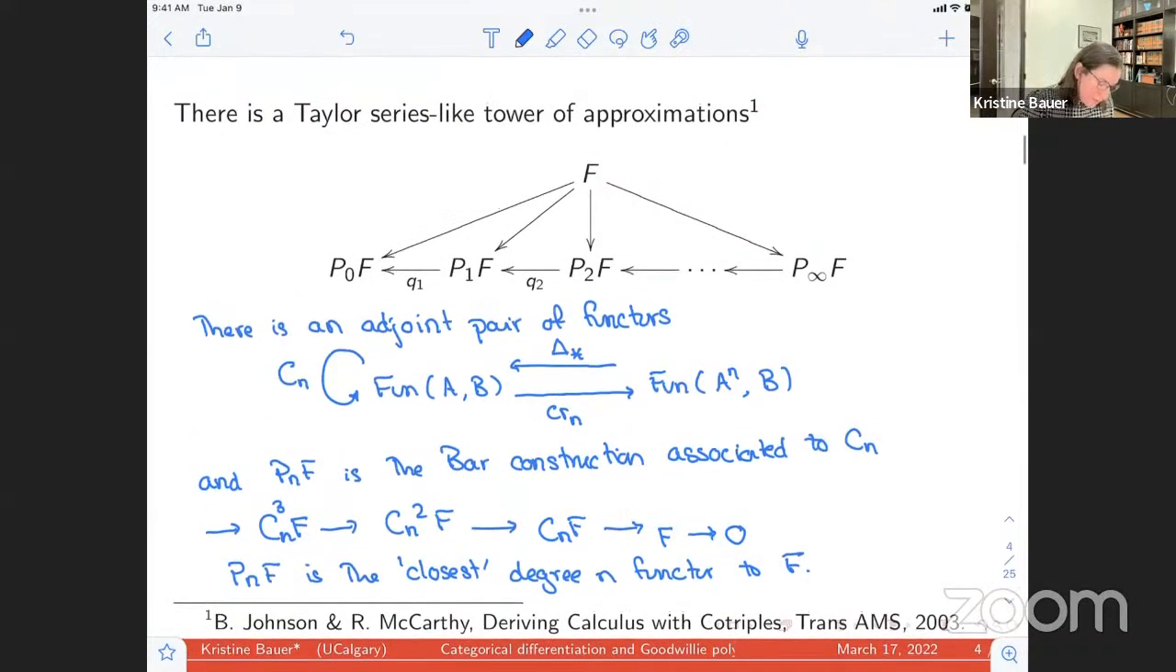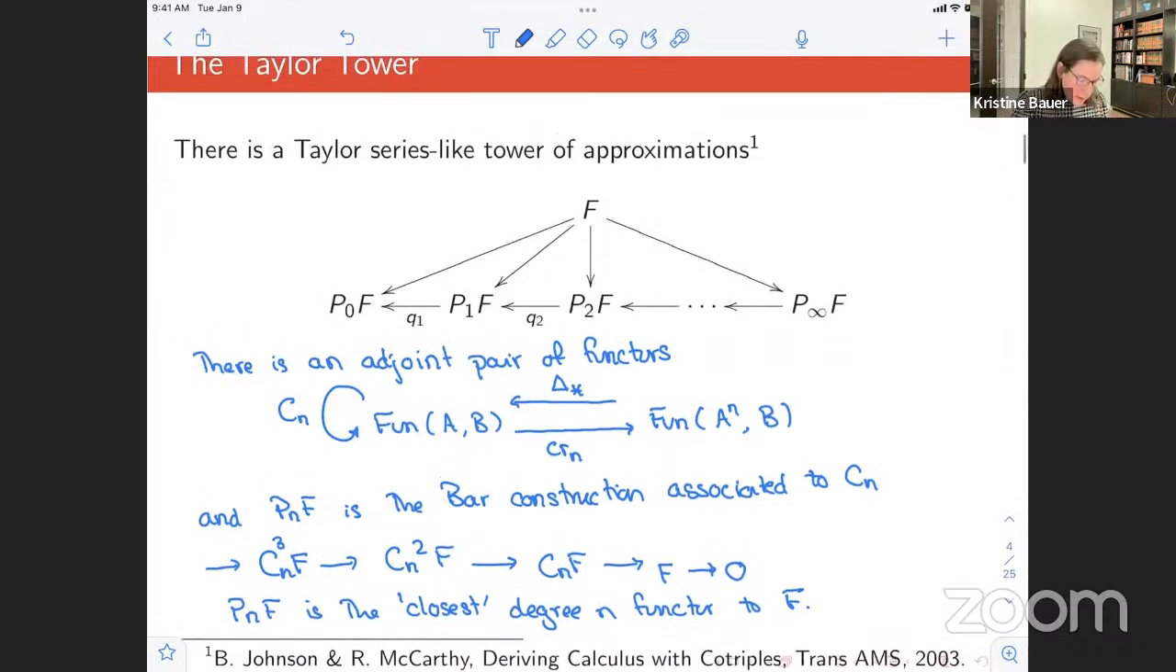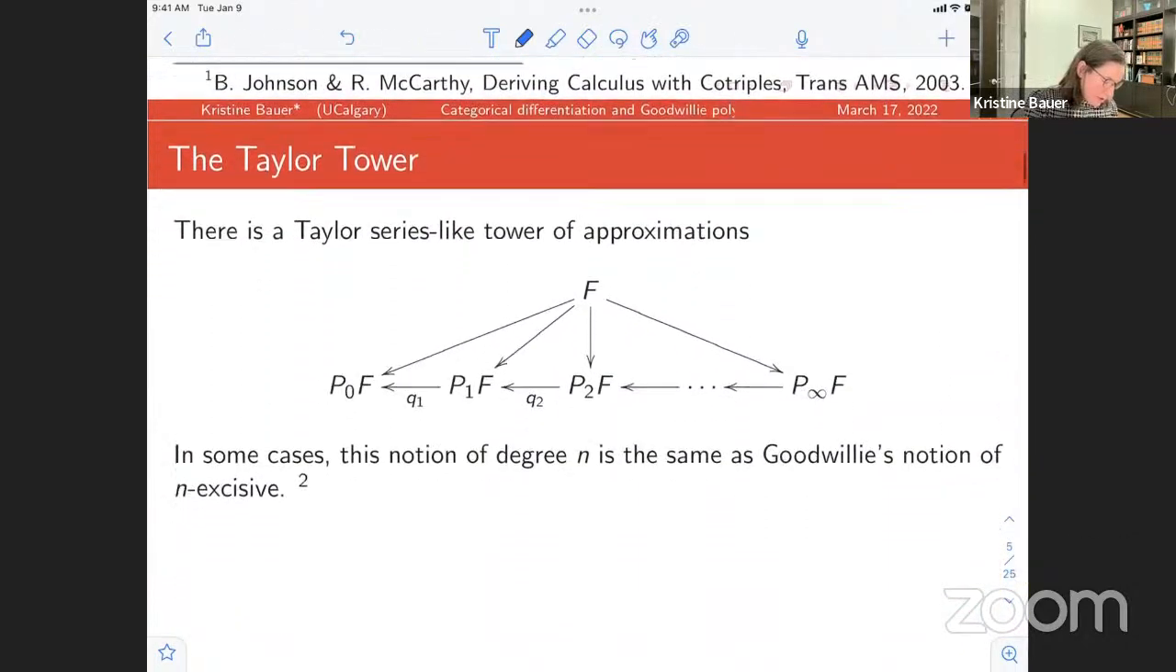That's the universal property. Okay, so this notion of functor calculus was established by Brenda Johnson and Randy McCarthy in a paper called Deriving Calculus with Cotriples that appeared in 2003. This is the abelian calculus version of what has been used in algebraic topology to study degree n functors in homotopy theory. I will talk about Goodwillie's calculus a little bit later. My timeline is backwards. Goodwillie's calculus preceded the Deriving Calculus with Cotriples paper. They're strongly related. So let me say a little bit about that relationship now.